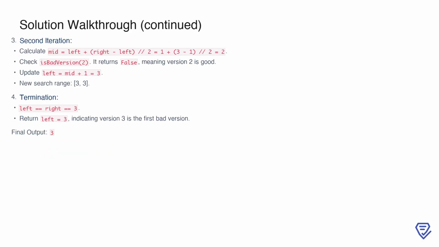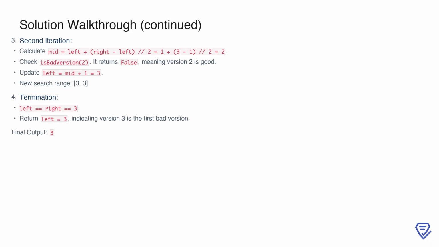In the second iteration, we calculate the new midpoint with the updated range. Using the same formula, mid = 1 + (3 - 1) // 2 = 2. This time, we check isBadVersion(2), which returns false, indicating version 2 is good. Since the first bad version must come after mid, we update our range by setting left equals mid + 1, narrowing it further to [3, 3].